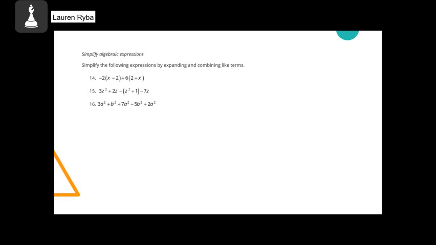The last thing we're going to do here is just combine some like terms and use some of those properties like distributing. So in order for two terms to be like terms, the variables and their powers must be the same. So let's start with this first guy here, number 14. I have a -2 that I'm going to need to distribute into the parentheses. And then I have a 6 here that I'm going to distribute into these parentheses. So -2 times x is going to give me -2x. -2 times -2 is going to give me +4. Then if I do 6 times 2, that gives me 12. And 6 times x is 6x.